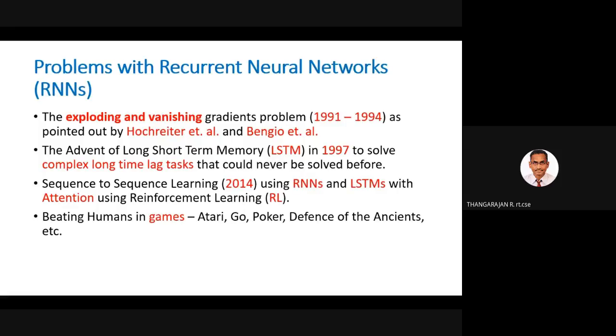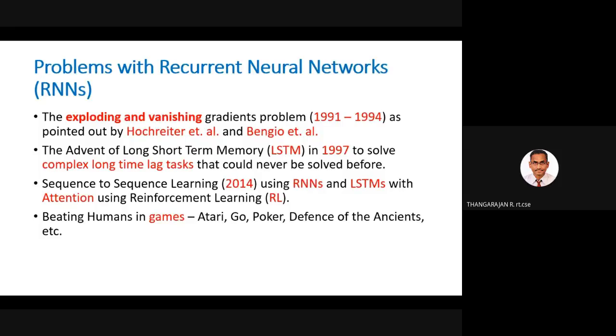So how to capture the dependencies that are not short range, but long range dependencies in a sentence or in a time series or whatever it is? So how to capture them? For that the people came up with LSTM cells, in 97, and sequence to sequence learning was promoted by RNNs in 2014. And now people started not only using LSTM, but also they started using attention.